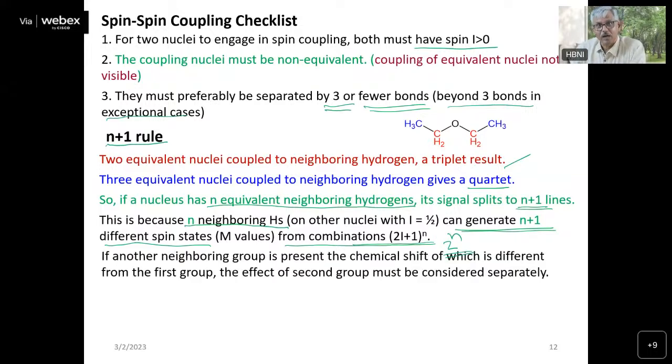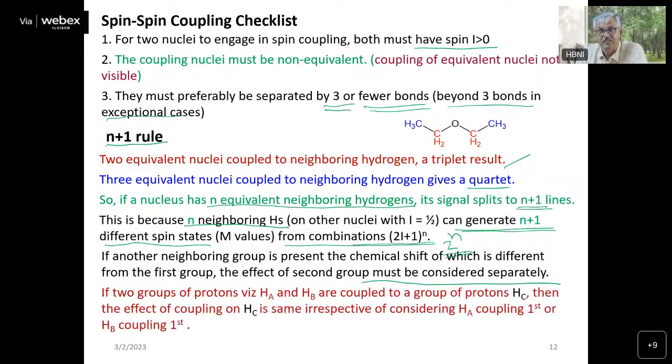Now I'll show you one example later on. Suppose in a molecule one group of protons, let us say a CH2, is coupled to 2 different groups of protons which are not chemically equivalent. What you have to do is, for the second group, which is different from the first group, the effect must be considered separately. So you consider first the coupling with one group and then you consider the coupling with the second group.